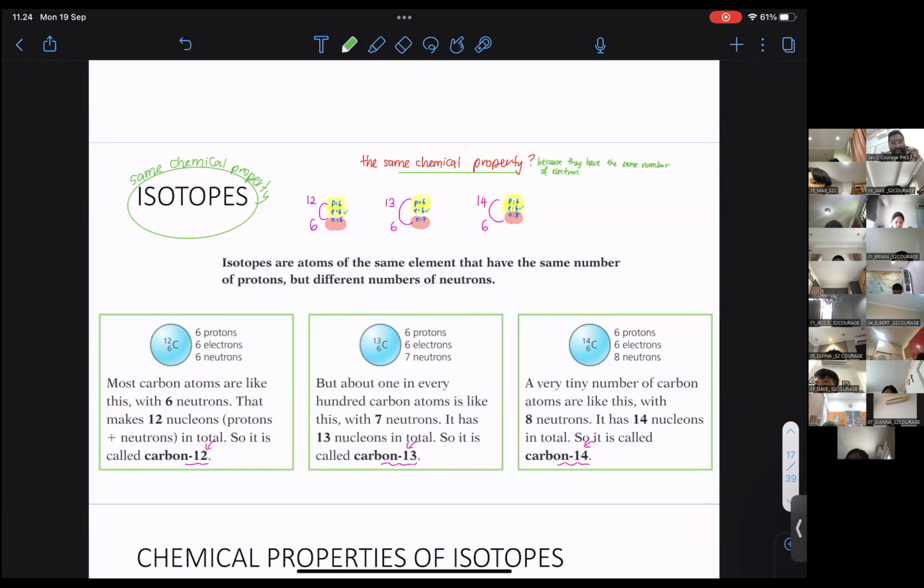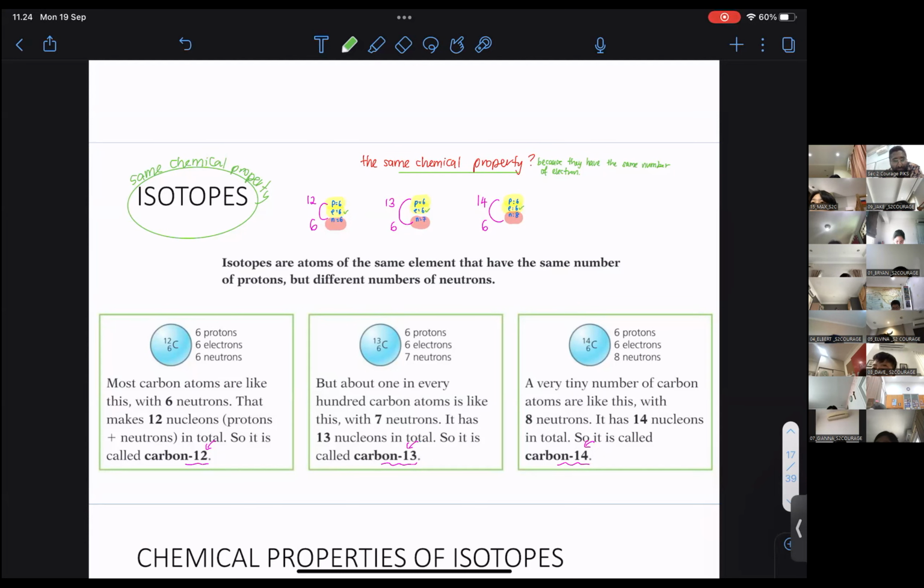Is mass a physical property? Yes, mass is one example of physical property. Apart from mass, is there any other physical property that you know that you can relate to here? Melting, boiling point. Yeah, melting, boiling point is a physical property. How about density? Yes. Okay, all these, density, mass, and so on, they are all physical properties.